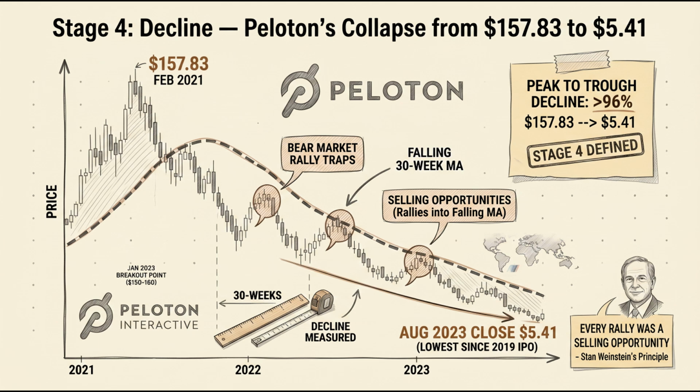Throughout this decline, Peloton stayed below a falling 30-week moving average. Every rally into the moving average was a selling opportunity, not a buying one. Bear market rallies were sharp but short-lived, trapping dip buyers repeatedly.